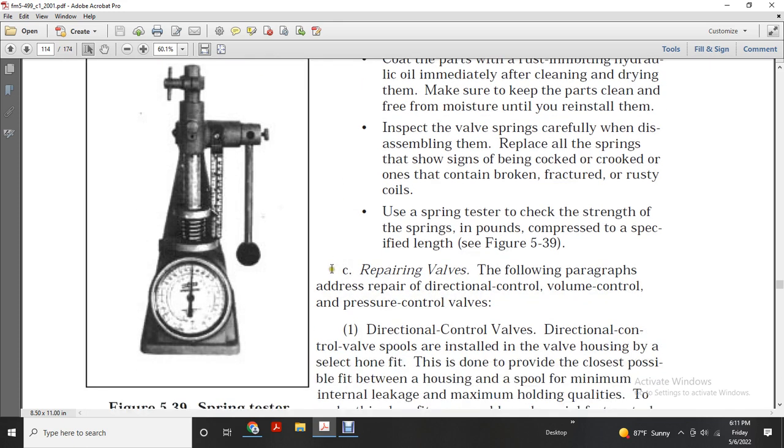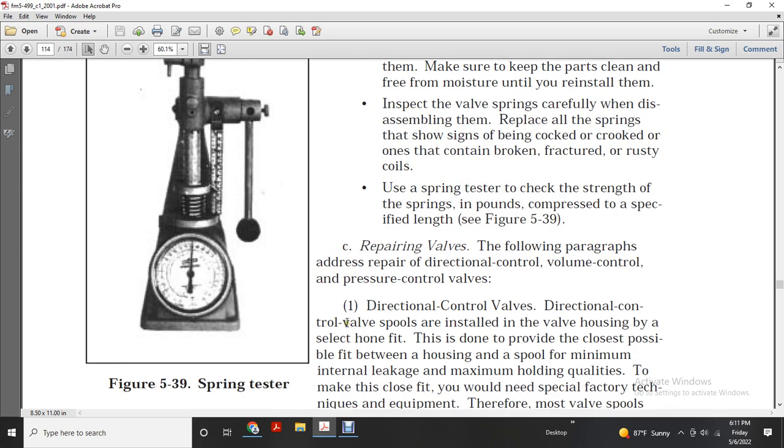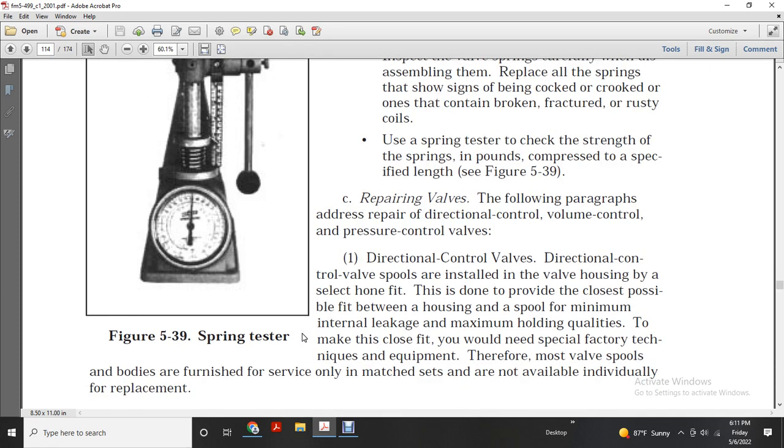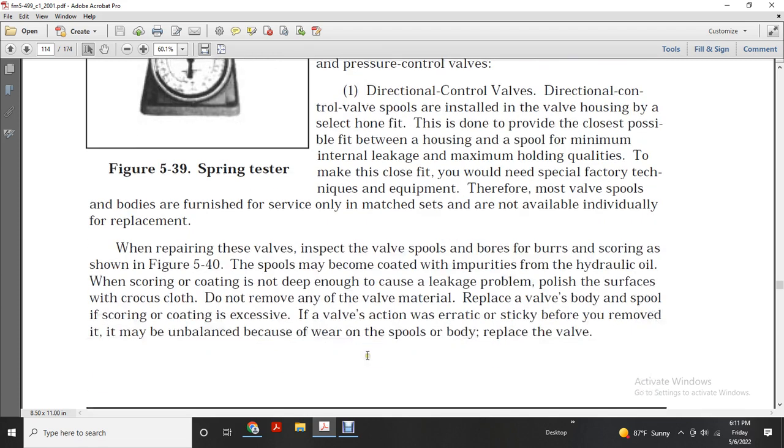Figure 539. Repairing valves. The following paragraphs cover repair of the directional control valve, the volume control valve, and the pressure control valve. The directional control valve spool is installed in the valve housing by selective fit to provide the closest possible fit between the housing and the spool, with minimum internal leakage and maximum holding quality. This close fit needs special factory techniques and equipment. The valve spool and body are a matched set and are not available individually for replacement.